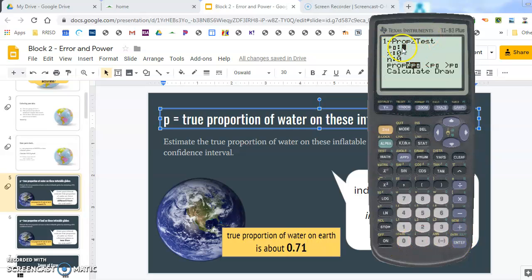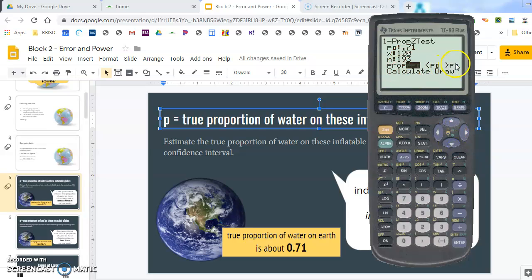First thing it asks you is for your P0. So this is your null hypothesis proportion, which was 0.71 in this case. Our null would be P equals 0.71. X, again, is a number of successes in your sample. So let's say I got 120 waters, and then N is your total sample size. So maybe I toss the globe 193 times. So X, again, is your number of successes, N is your total sample size.